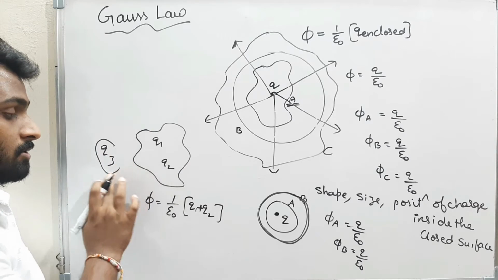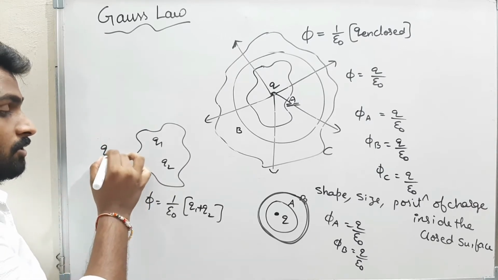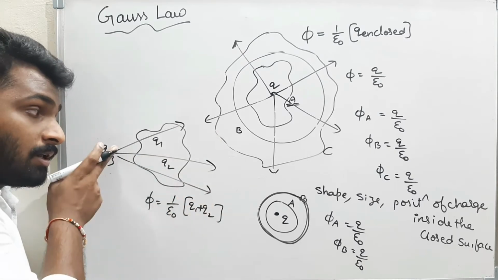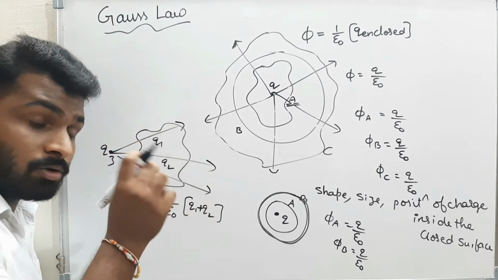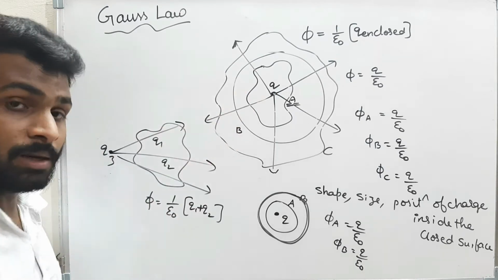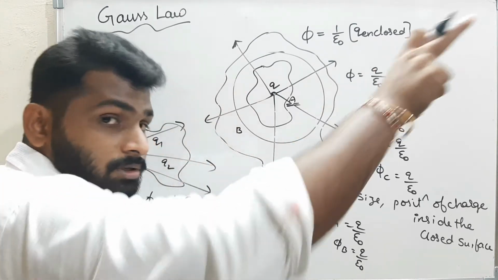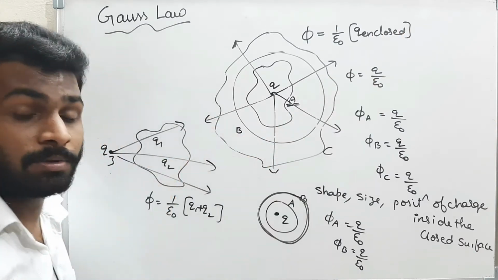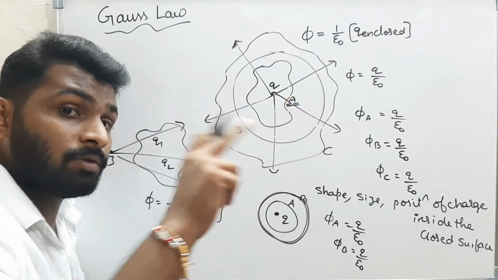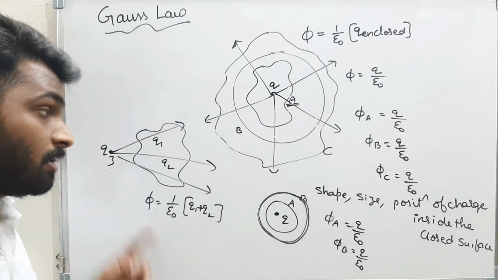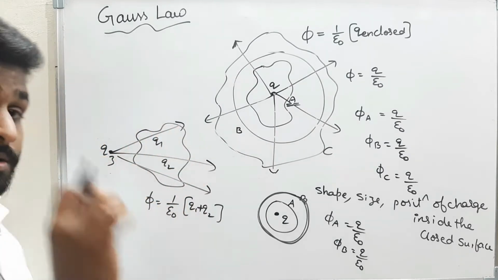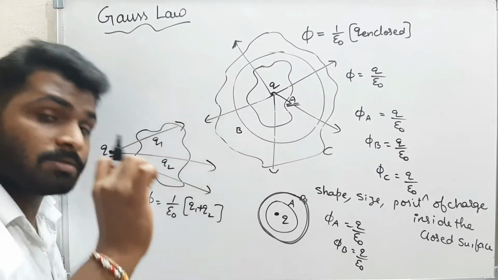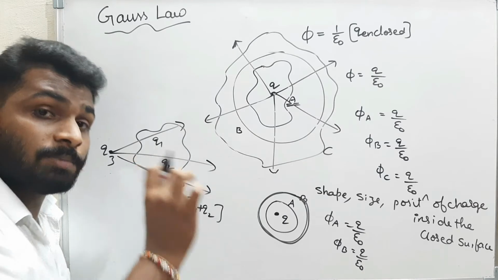Now see here, if this is Q3, from this Q3 the electric field lines will be like this. The number of electric field lines which are going inside is exactly equal to the number of field lines which are coming outside. That means the flux in is exactly equal to the flux out. Flux in is negative, flux out is positive. That means negative plus positive, therefore, it becomes 0. That means the flux through any closed surface by the charge present outside is 0. The flux through a closed surface is always due to the charge which is present inside.